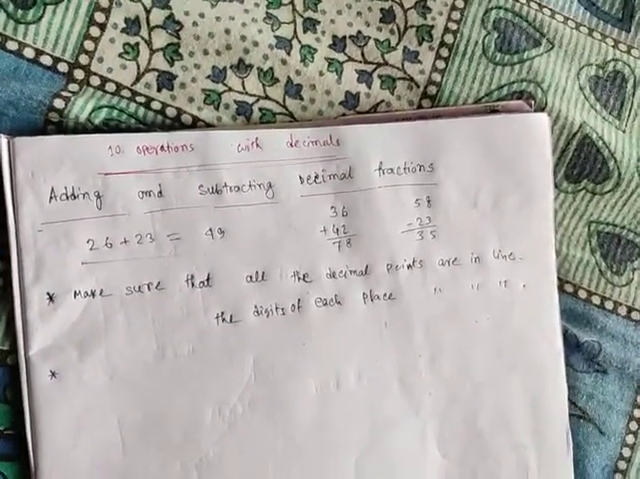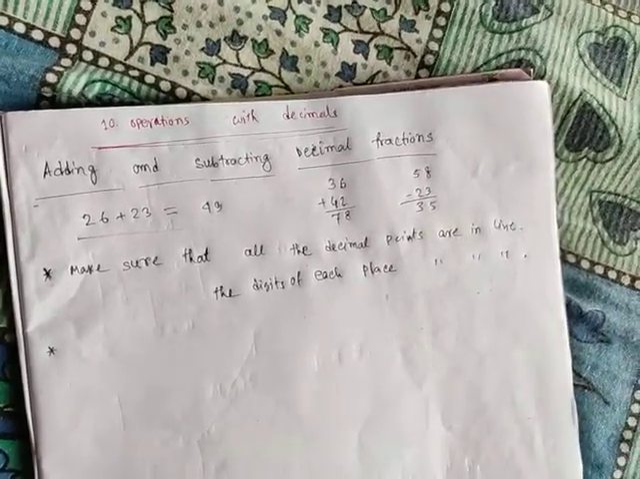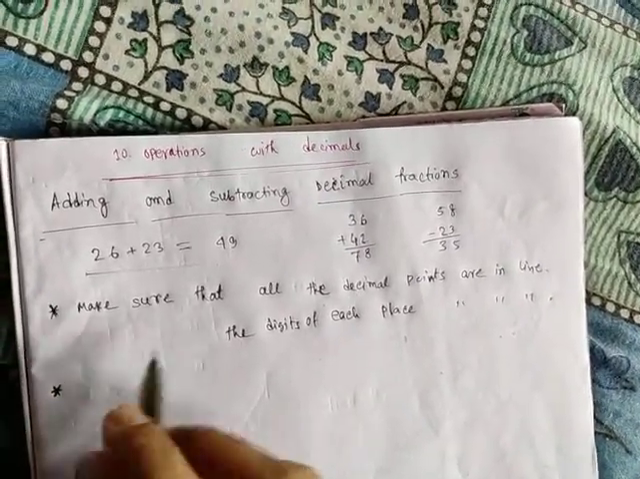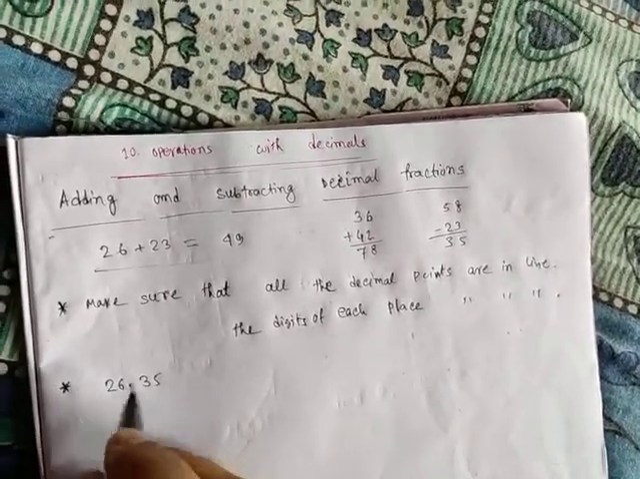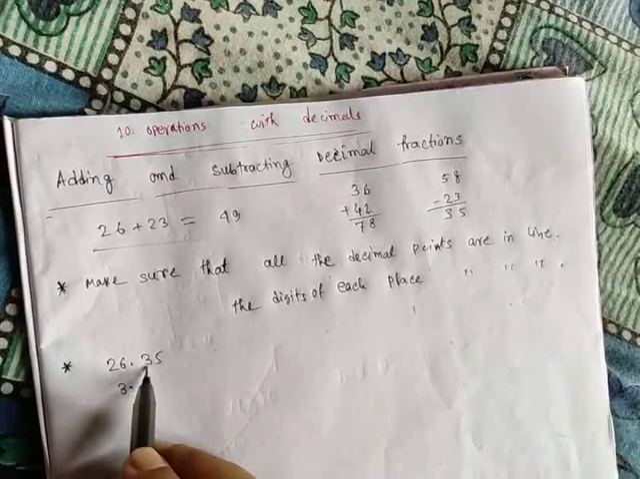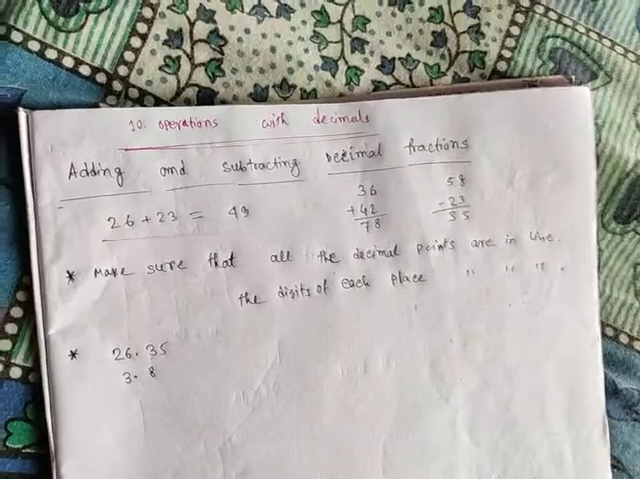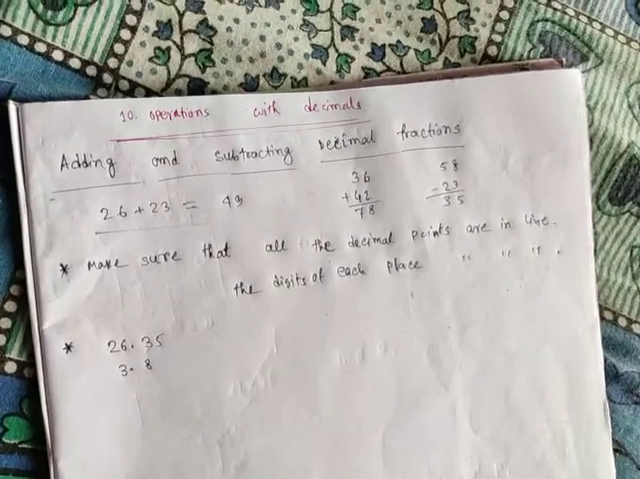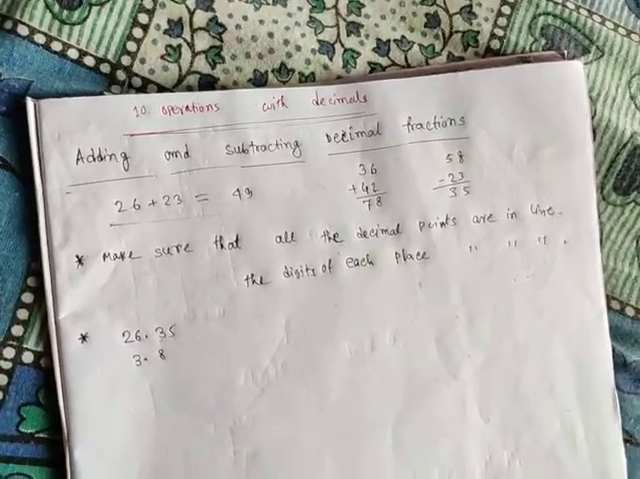Next thing you have to remember is, suppose you have been given 2 numbers like 26.35 and 3.8. See, here you have tenths place and hundredths place, but for this fraction you have only tenths place. So here you have no hundredths place, that means empty.